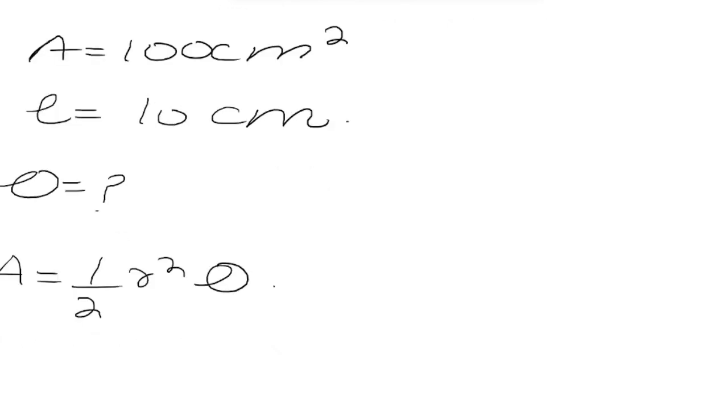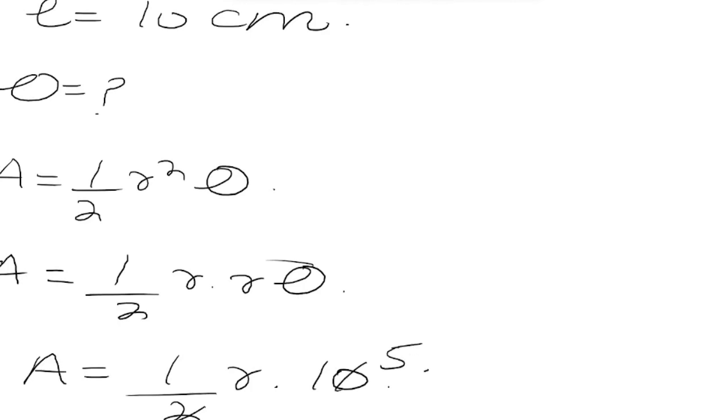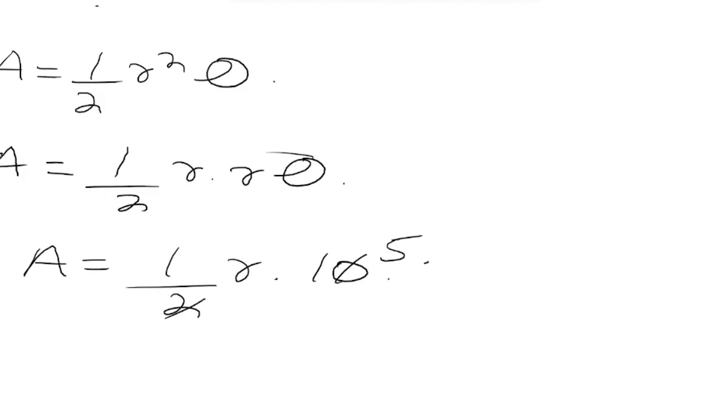Now r square theta can be expanded. So we can write 1 by 2 r square theta as 1 by 2 r into r theta. And what is r theta equal to? That is equal to 10. So instead of r theta, we can write A is equal to 1 by 2 r into 10. So now 10 will be divided by 2, so that results in 5. So area is equal to 5r.